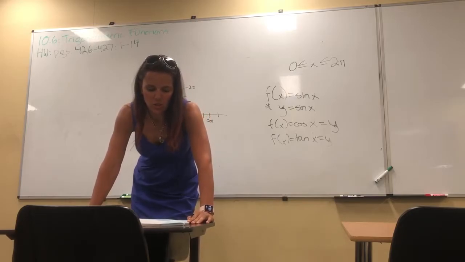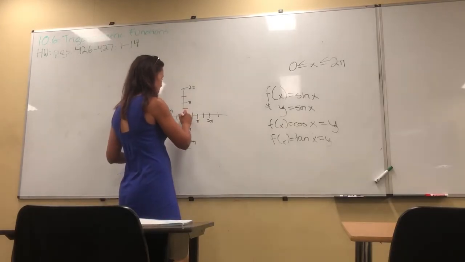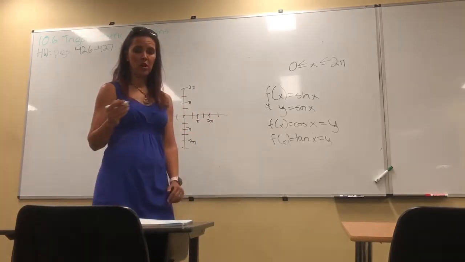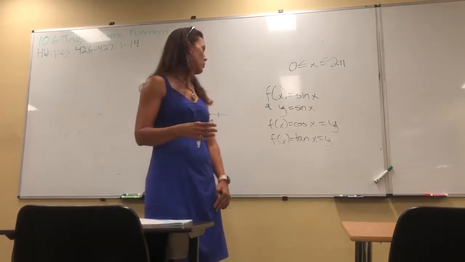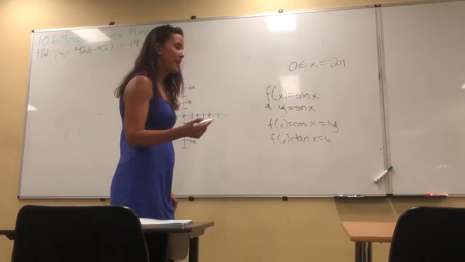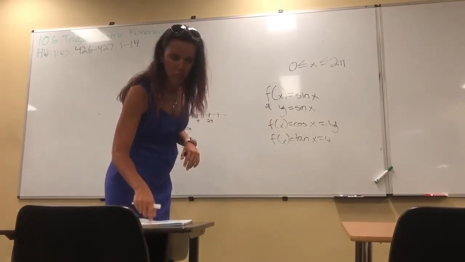Your sine function is going to go through here and here and here. So it's going to cross your x-axis at 0, at pi, at 2 pi, at 3 pi. We're not going to go past 2 pi because they're telling us not to, okay? And it's going to make something that looks like that. Oh, and then it goes to 1.